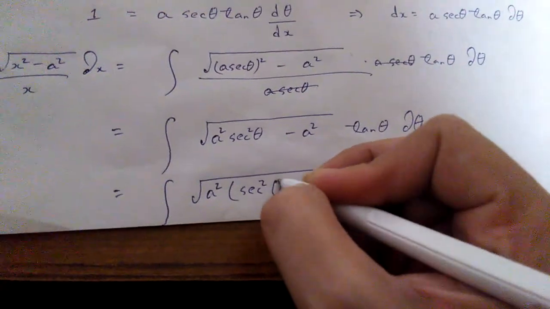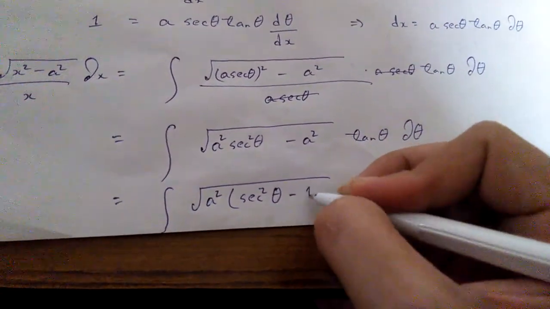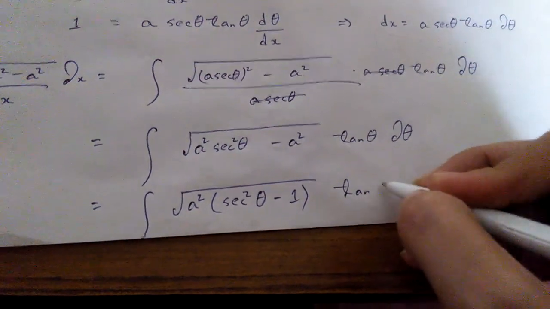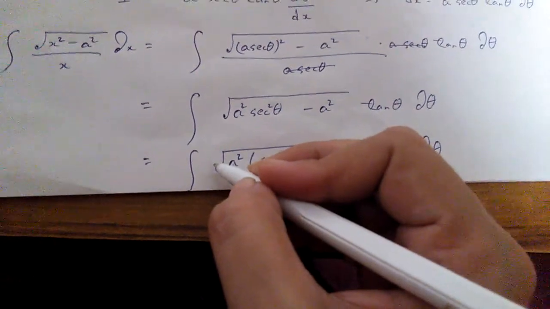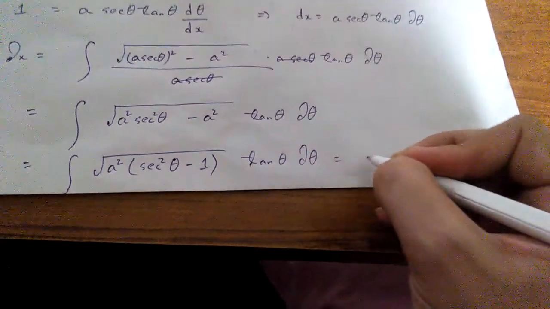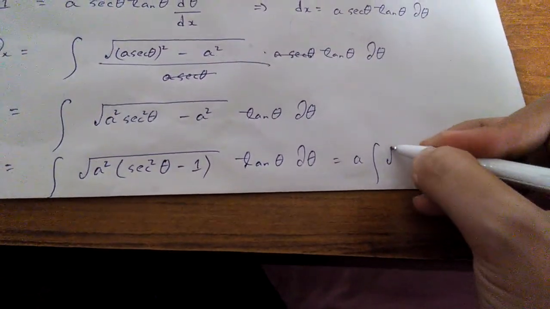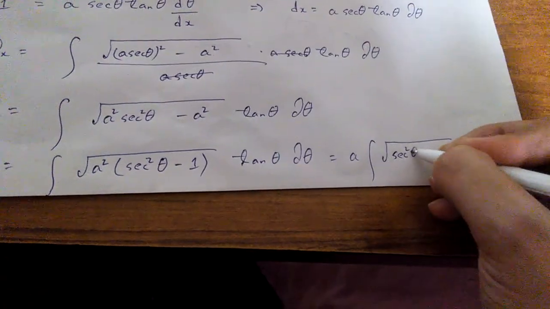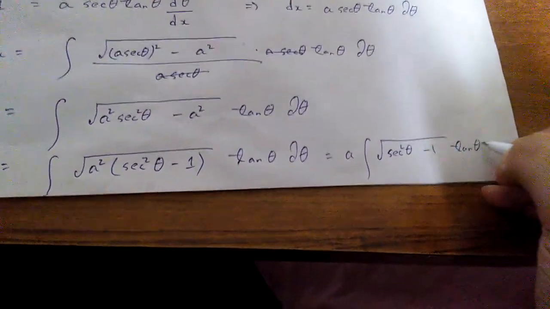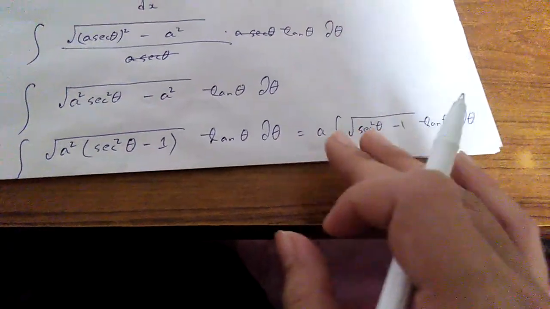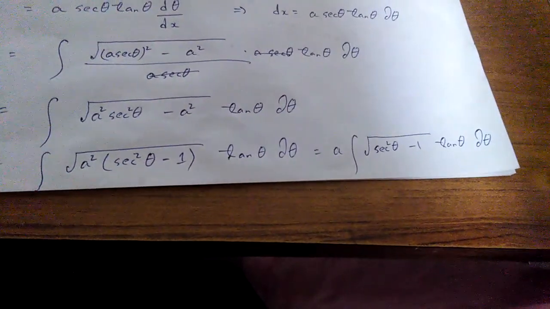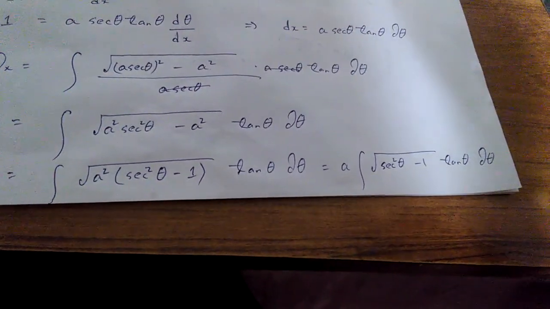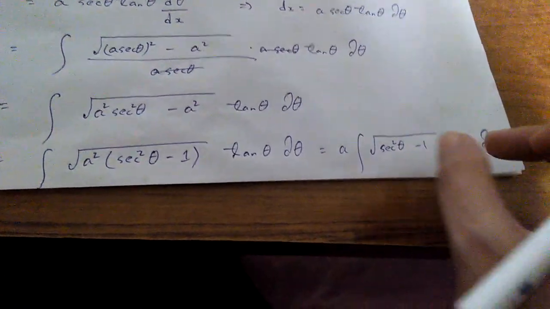This is going to be the stuff: sec square theta minus 1 and tan theta d theta. Now once this a square comes outside the square root, it becomes a. So that's it, this is the stuff. Now let's have a look at the relationship between our sec square theta and tan square theta, and after that we are going to make some modification here in this radicand.